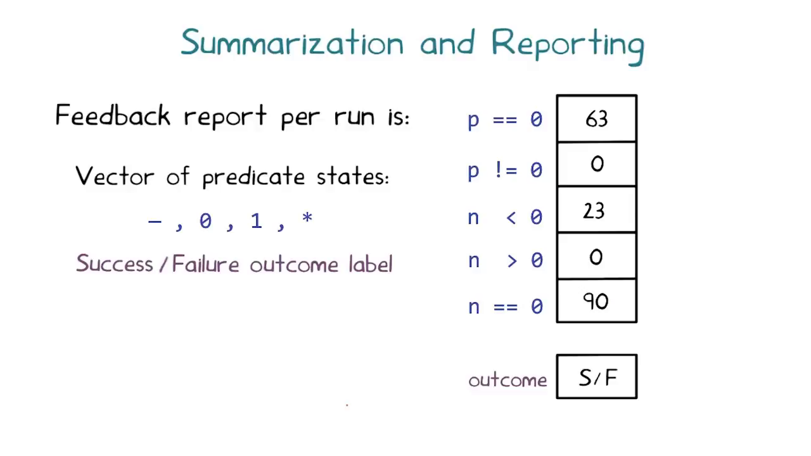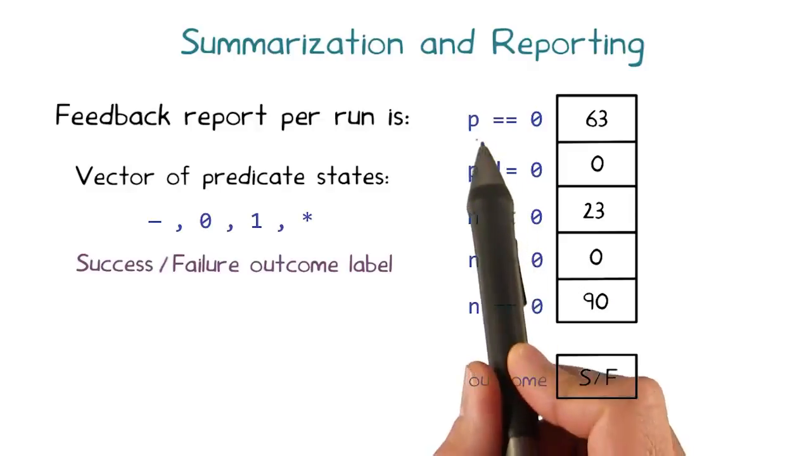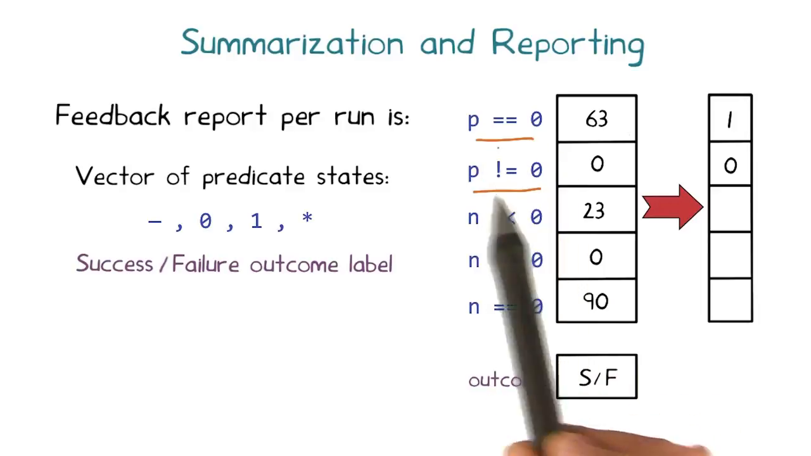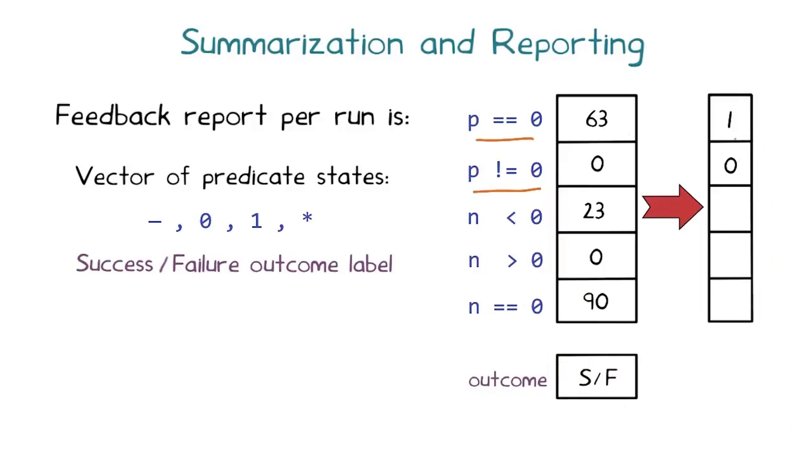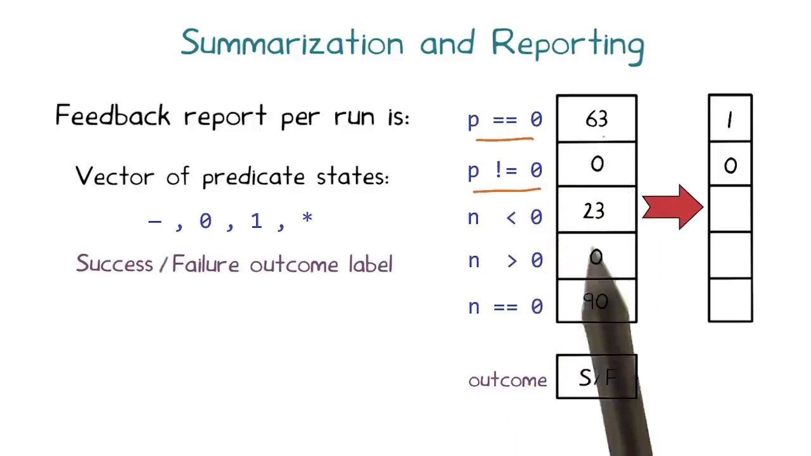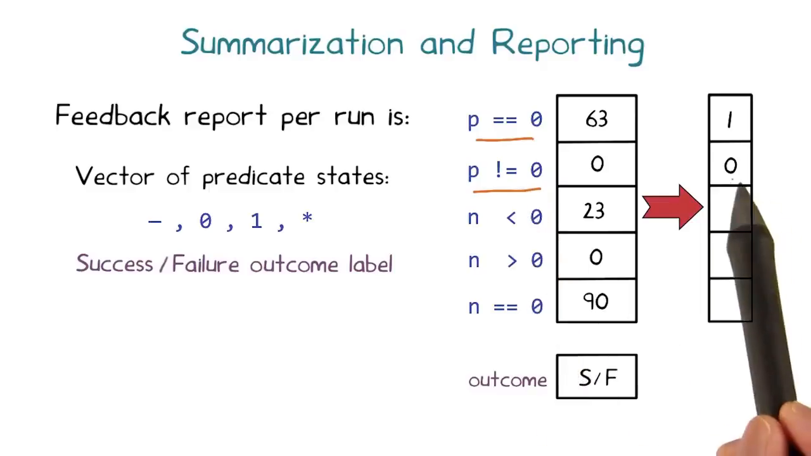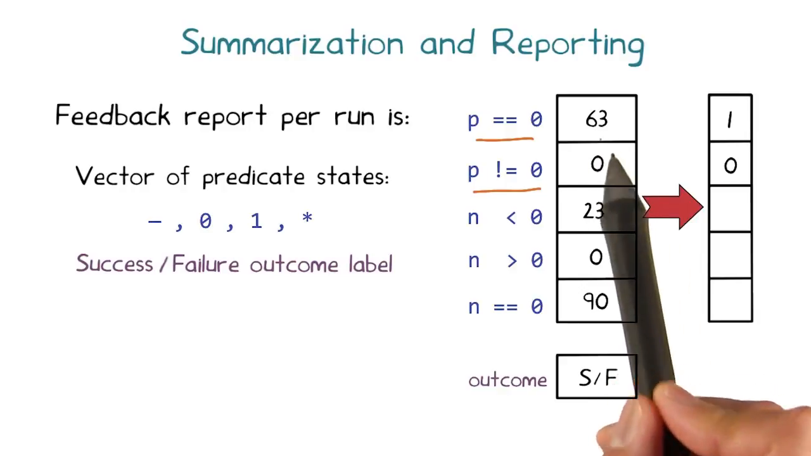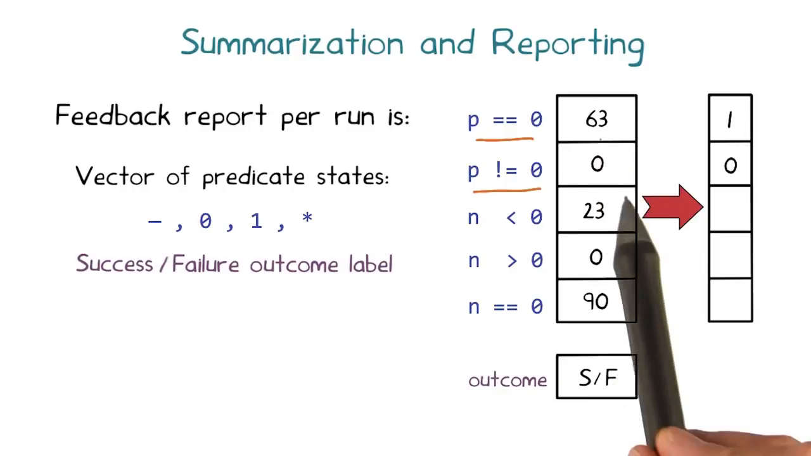Let's look at the first site consisting of these two predicates. We infer that the state of predicate p equals 0 is 1 because p equals 0 was observed at least once to be true, in fact 63 times, and never observed to be false. On the other hand, the state of predicate p not equals 0 is 0 because it was observed at least once to be false, in fact 63 times, and never observed to be true.